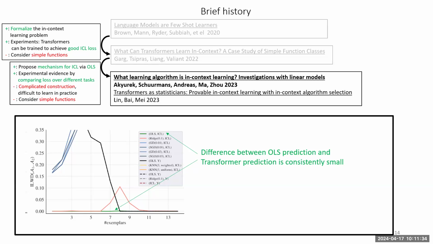For example, this plot at the bottom compares the loss of the transformer's prediction compared to a number of algorithms, and it very closely matches the loss of ordinary least squares. Sorry, not loss, the output. So the predictions by the transformer very closely match the predictions of ordinary least squares across a lot of different problem instances. They also provide an explanation for how transformers are able to do this.